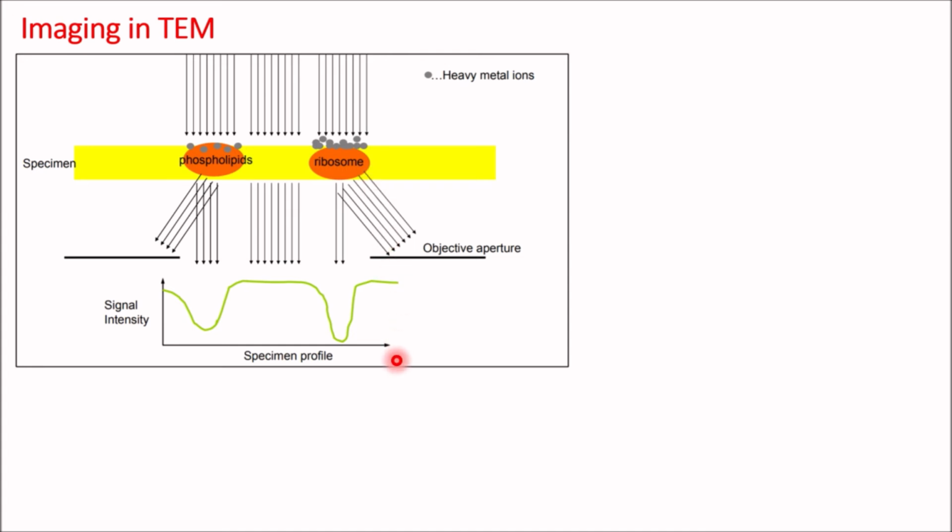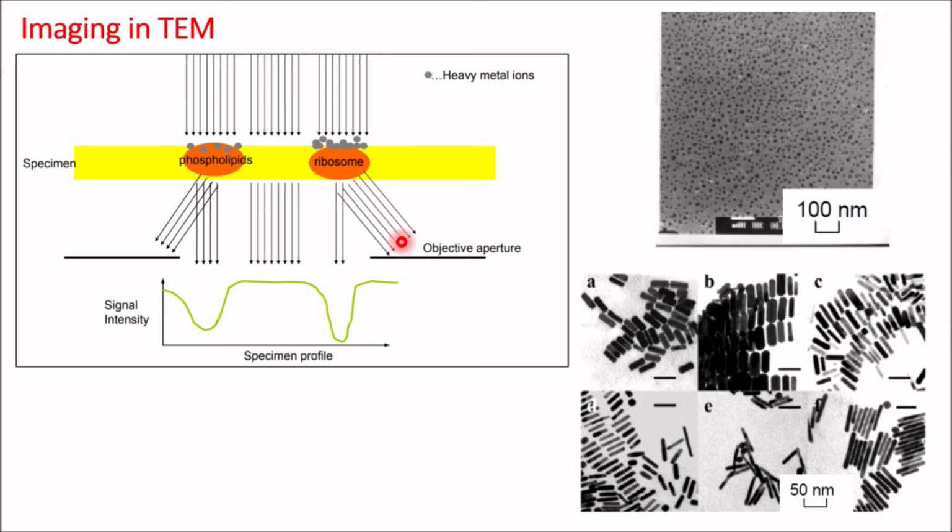The spots of the sample containing more heavy elements will lead to a higher number of diffracted or scattered electrons which will hit the objective aperture. So these electrons do not reach the imaging device and will cause a dark region in the image. Thus, these dark regions are actually electron dense areas of the specimen. Thus, a TEM image can provide reliable information about the size and shape of nanoparticles or nanostructures.